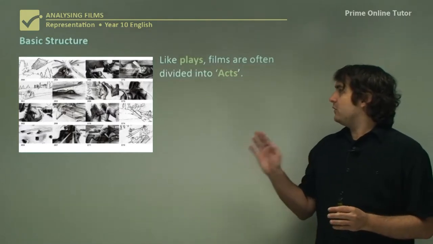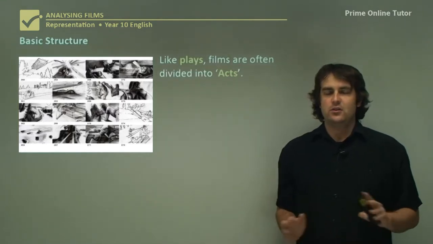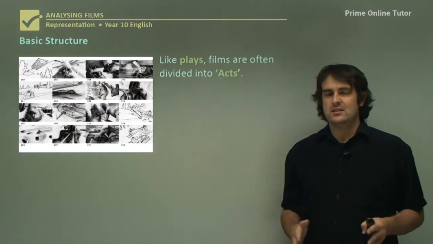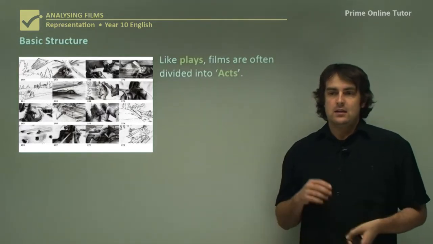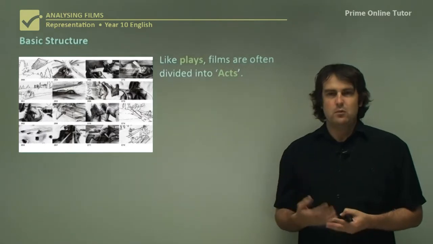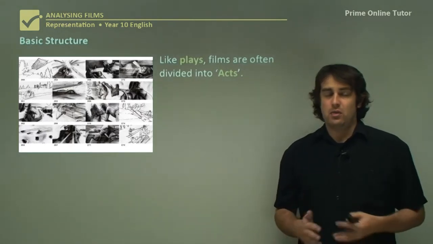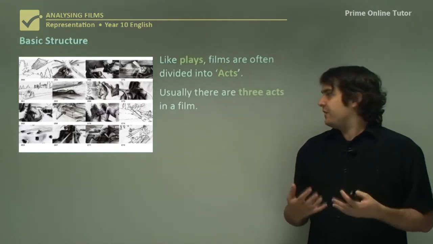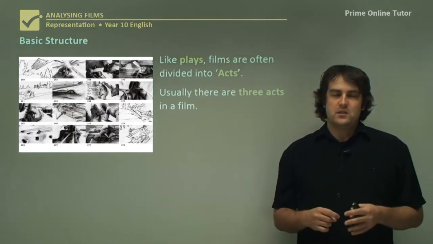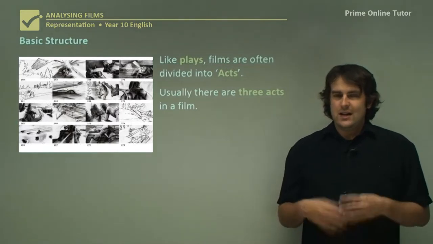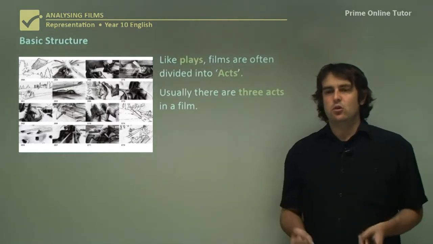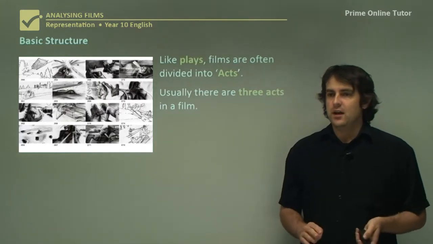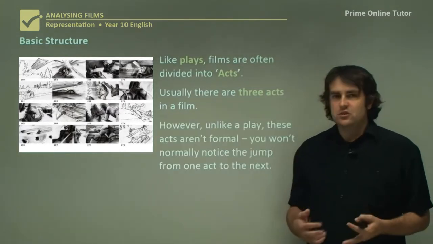Like plays, films are also divided into acts. Now you may not notice this, but each film script that gets written will be divided into basically 3 acts. Now you might be wondering, how do I tell that they're in 3 acts? Usually you don't. Now, because there are 3 acts in a film, you might be saying, is there a structure as well? Again, there is, but you don't really need to talk about it so much. It's just to give you a basic idea of how a film might be set up. So you won't normally notice the jump from one to the next.